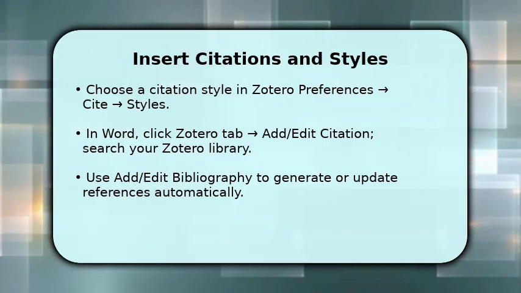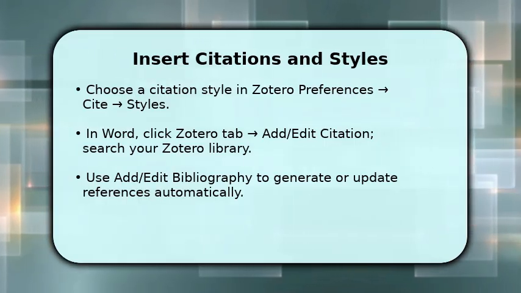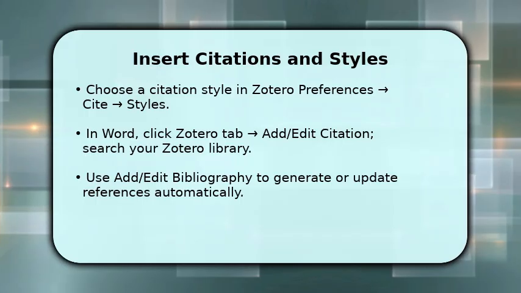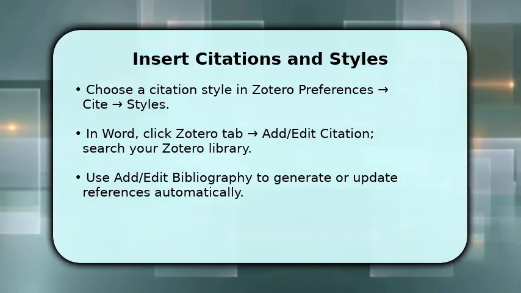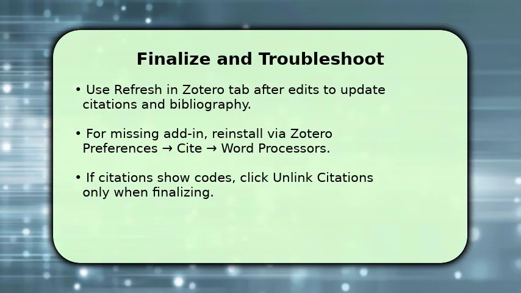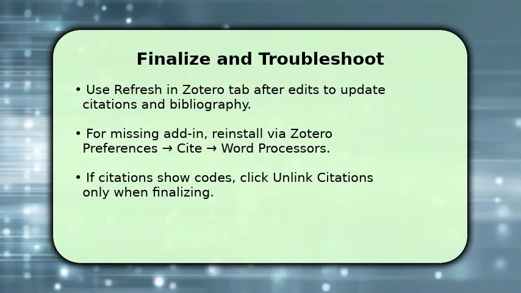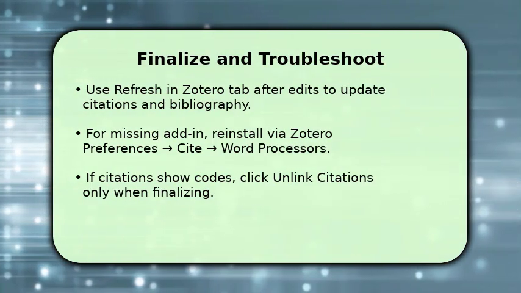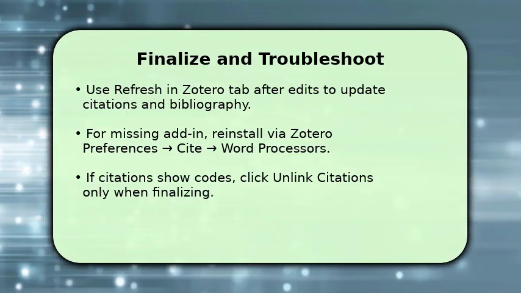When you want a reference list, use Add/Edit Bibliography. Zotero compiles entries from citations and keeps formatting consistent. To finish, proof the document and use the Refresh button in Word's Zotero tab to apply any late edits. This updates both inline citations and the bibliography.